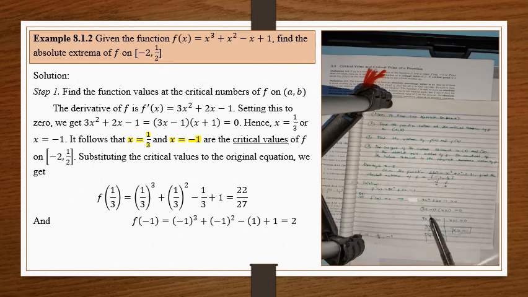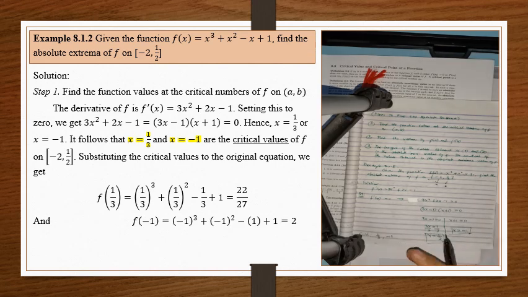So, we have 3x minus 1 equals 0. x plus 1 equals 0 din. Then, solve for the value of x. So, we have 3x. Transpose natin si 1 dito, so that's why naging positive. To get the value of x, just divide both sides by 3. So, we have x is equal to 1/3. And then, the other one is transpose lang natin si positive 1, magiging negative 1. So, it implies that these are our critical values.